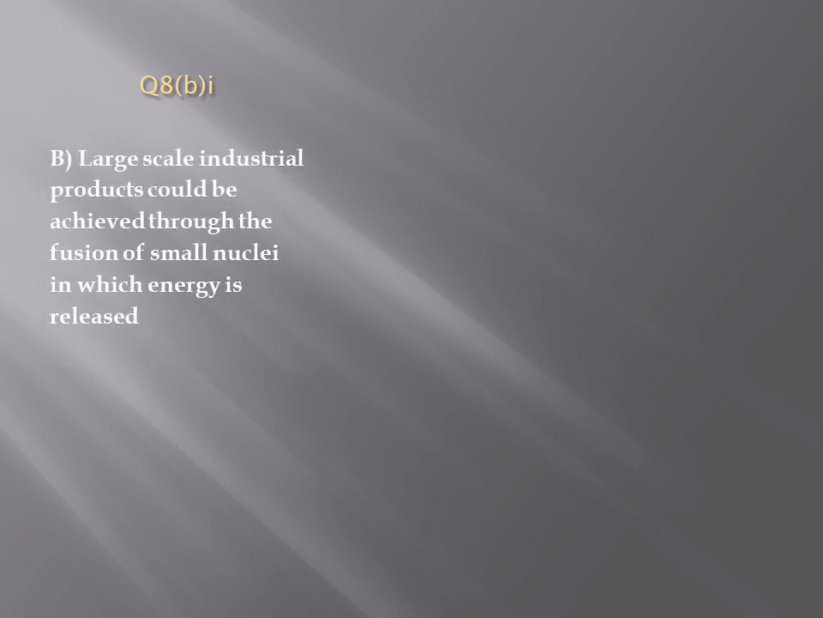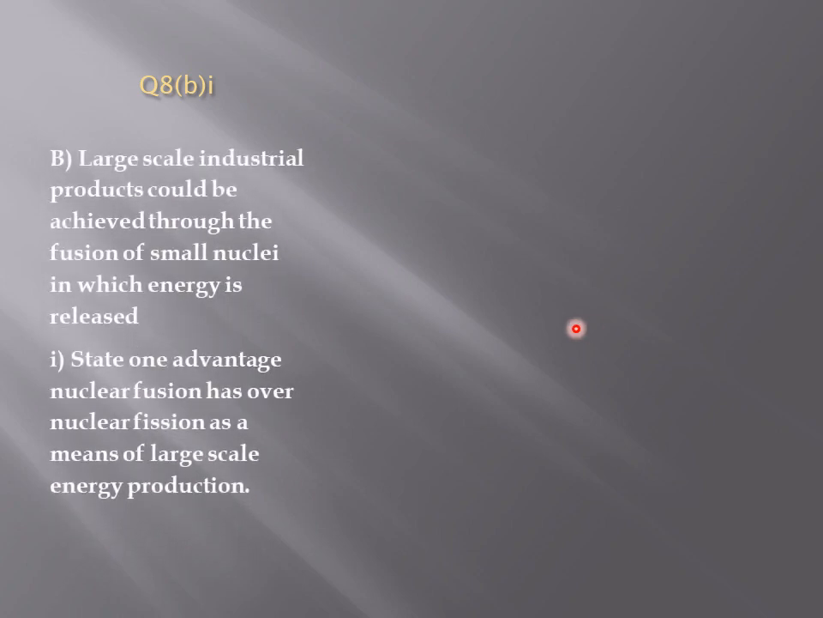Question 8B, Roman 1. It says large-scale industrial products could be achieved through fusion of small nuclei in which energy is released. That is true. State one advantage nuclear fusion has over nuclear fission as a means of large-scale energy production.